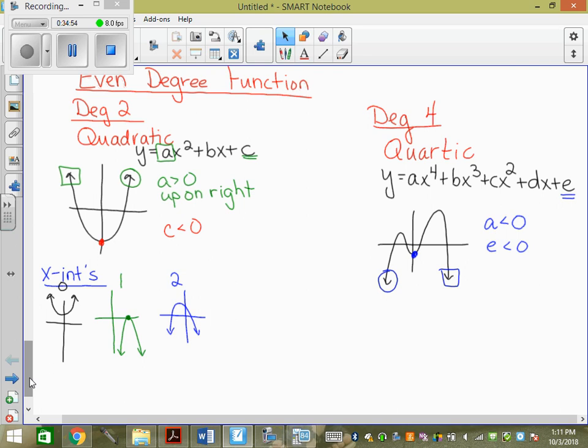What's going to happen on a quadratic? You could have none. You could have 1.